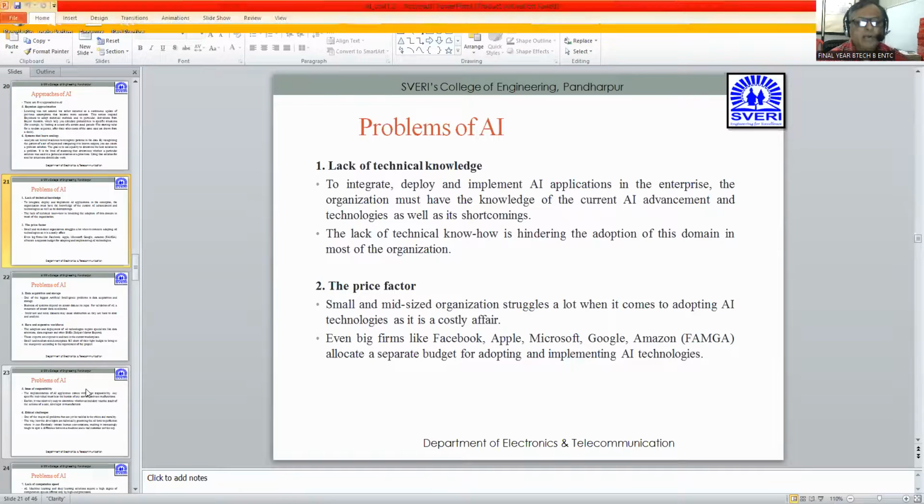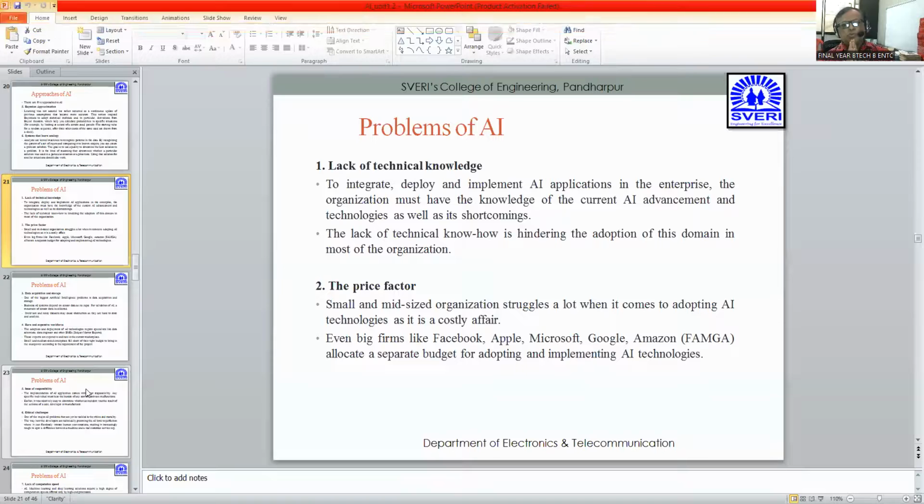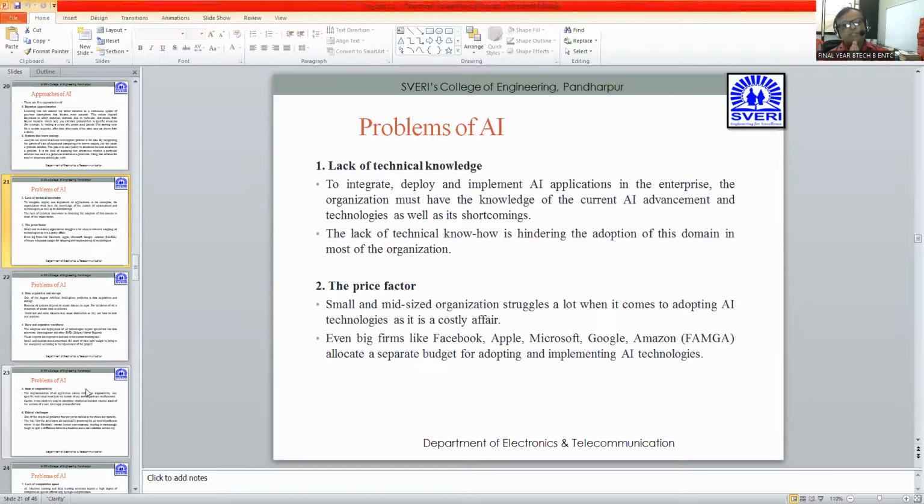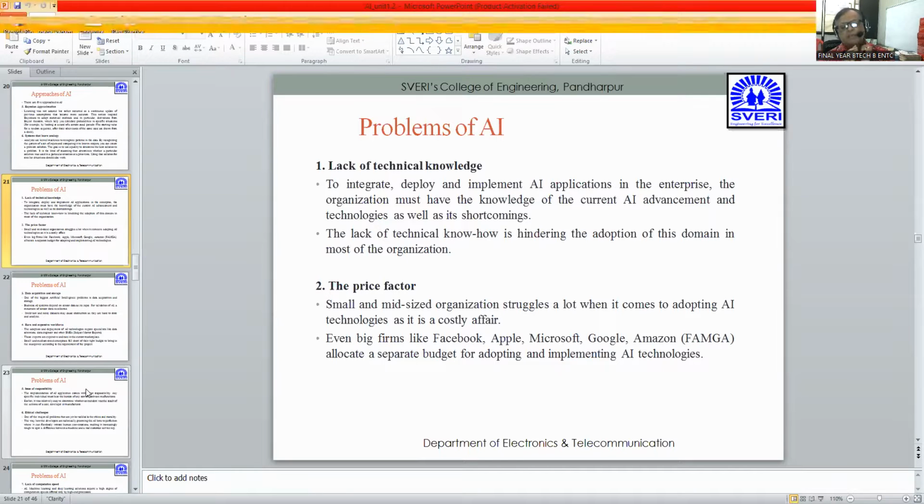To integrate, deploy, and implement AI applications in enterprises, the organization must have knowledge of the current AI advancements and technologies as well as their shortcomings. So everything should be known by the organization if it is to be implemented, but that is not the case. The lack of technical knowledge regarding artificial intelligence is the big problem. Even in industries, you'll find a lot of people who know nothing about AI, or implementing AI in industry is something different. So there is a lack of knowledge of AI, and that is hindering the adoption of this domain.